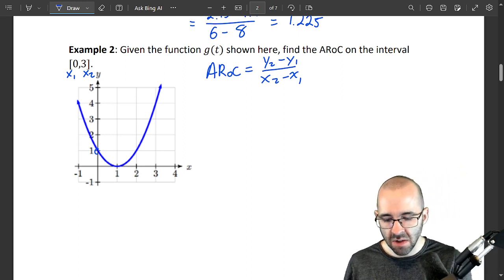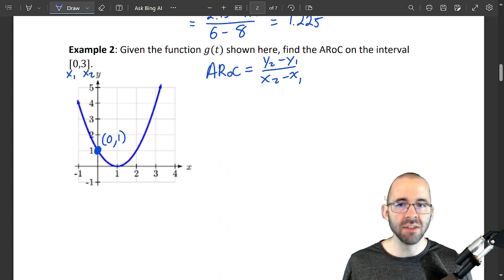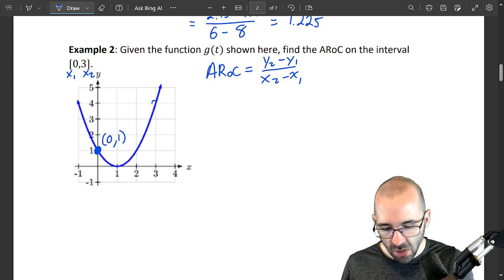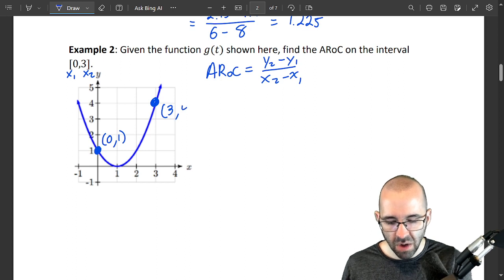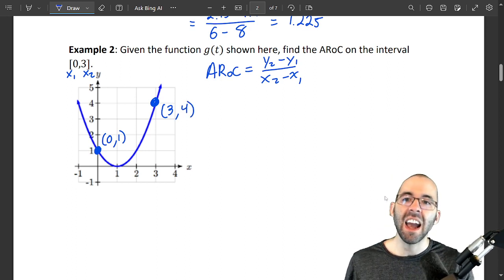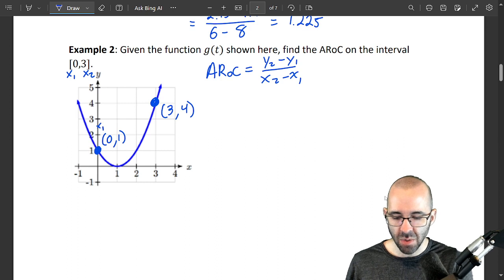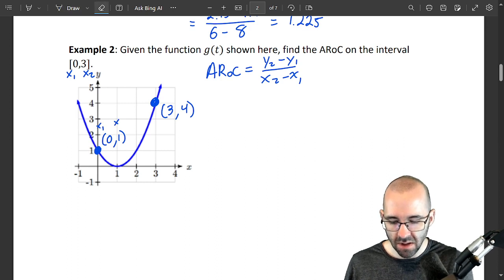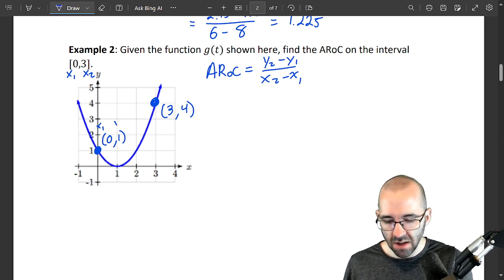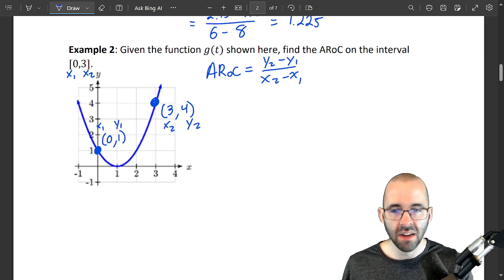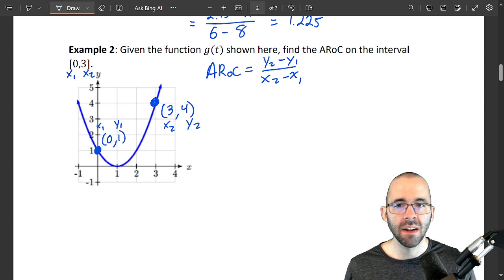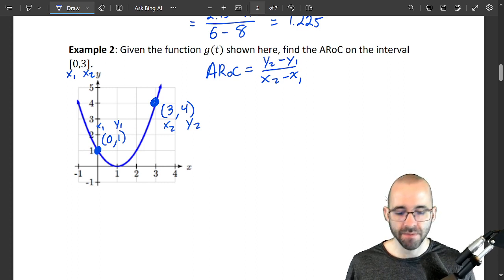So an x value of 0, it's going to be this point. That's the point 0, 1. The x coordinate's 0, the y coordinate's 1. When x is 3, we're right here on the graph. An x value of 3 and a y value of what appears to be 4. And now we know our x1, our first x coordinate and our first y coordinate, our second x coordinate and our second y coordinate. And now we can plug in the formula.